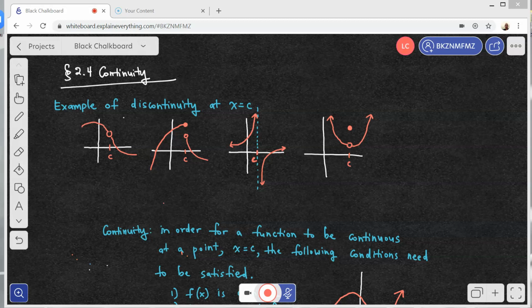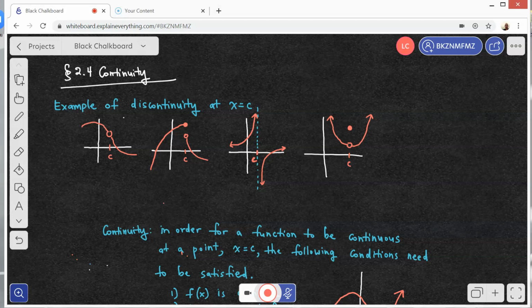Alright, welcome everybody to AP Calculus. We're on section 2.4. In this lesson, we're going to be talking about continuity. When is a function continuous and when is a function not continuous? So in this example, you're seeing four different pictures at x equals c when the function is discontinuous.